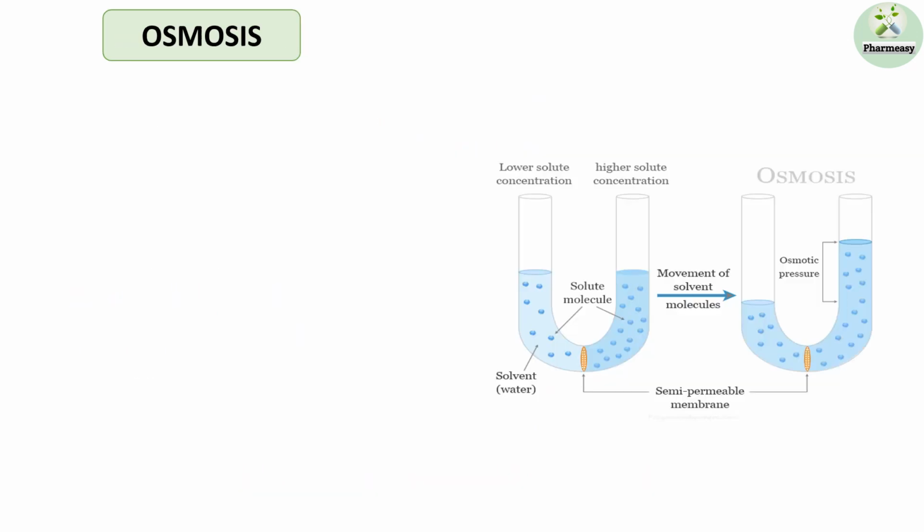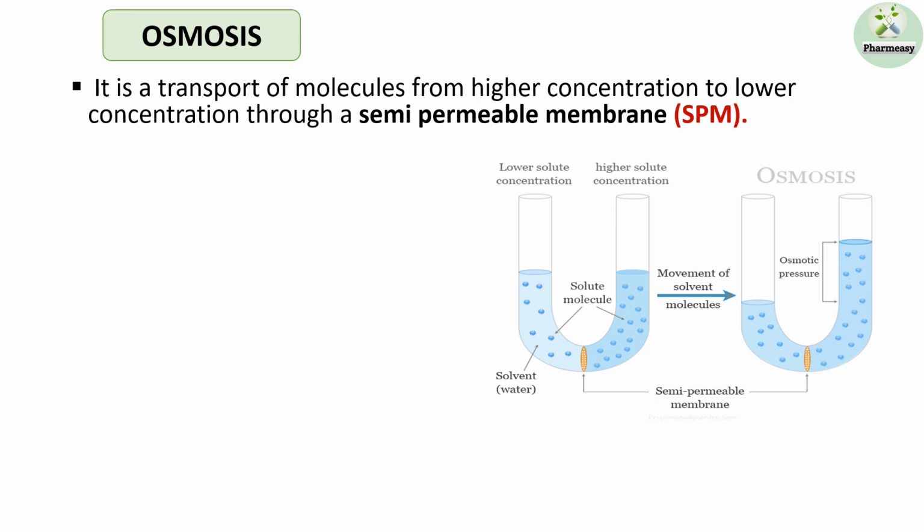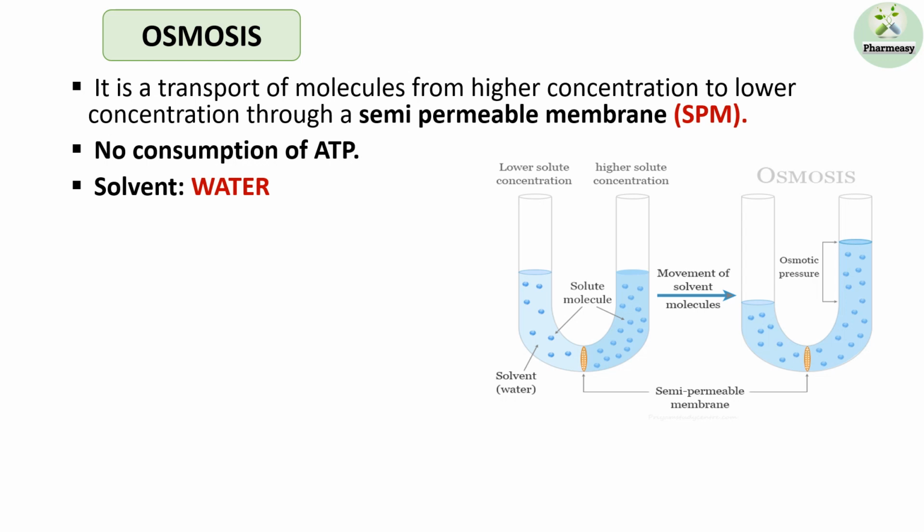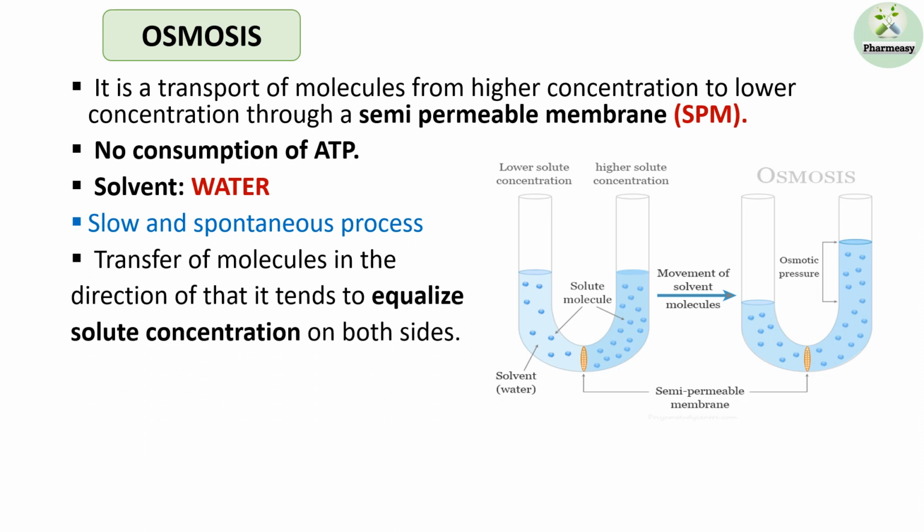Third type of passive transport is osmosis. Transport of molecules from higher concentration to lower concentration without expenditure of ATP through a semi-permeable membrane, and in this, the solvent used is water. It is a slow and spontaneous process. Transfer of molecules or ions is in the direction that it tends to equalize the solute concentration on both sides. There are two types of osmosis, that is endosmosis and exosmosis.